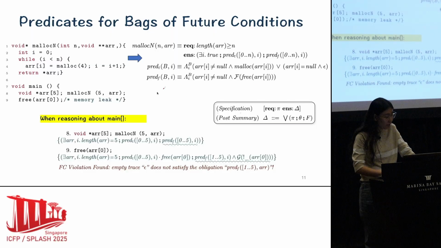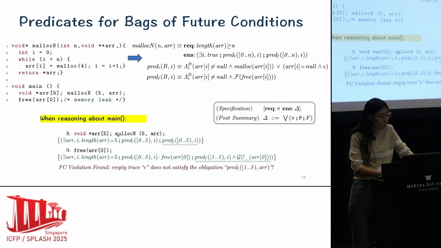With this specification, when we reason about the main function and call malloc n, this will instantiate the predicate with a concrete bound, from 0 to 5. So the bag is now concrete, with elements 0 to 5. And then when we free only one of them, the subtraction will give us a residue which says that the predicate's future condition now only covers 1 to 5, as the first element has been freed, so we don't need to capture its future condition anymore.